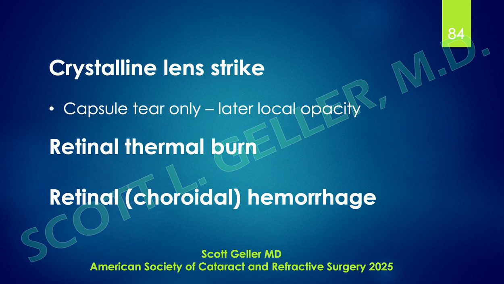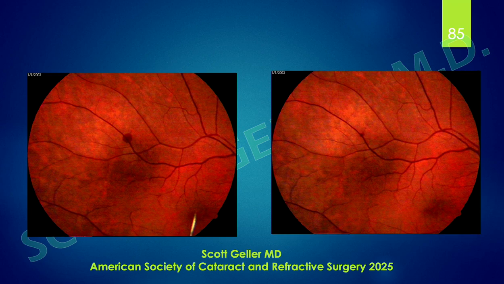You can also have a retinal thermal burn. This is interesting stuff. Let's go to the next slide. A thermal burn in the retina is just like a thermal burn anywhere else. It'll cause a little blanching of the nerve fiber layer. And if you see that, that means you're working with too high power or too close to the retina.